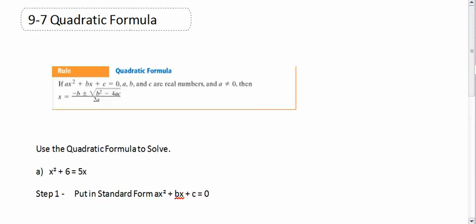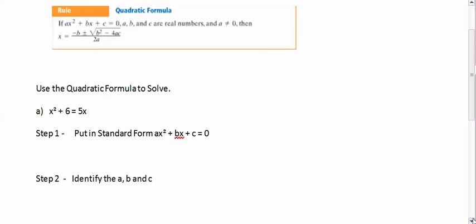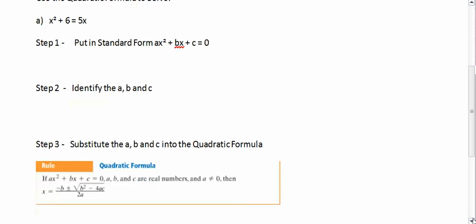And your first example is x squared plus 6 is equal to 5x. Okay, now we're going to do step 1. We're going to take our equation and make sure it's in standard form: ax squared plus bx plus c is equal to 0. So is that in standard form? I look at my problem here. Is this in standard form?